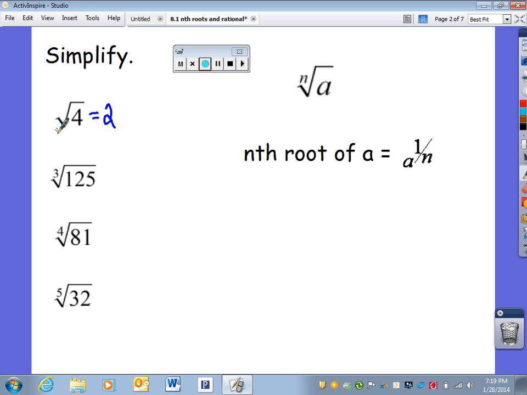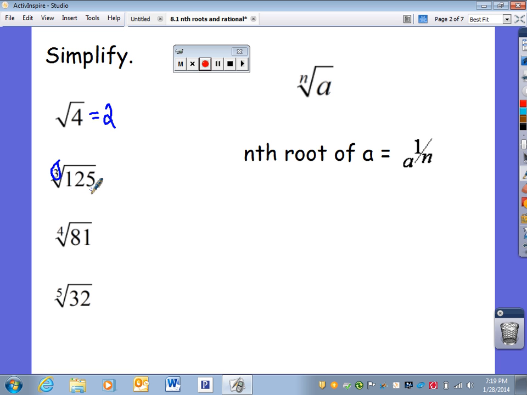Notice there is not a sign out front of the radical, so we are talking only about the principal root, which means the positive square root. When we took a look at the next one, since we have an index of 3, we know that this is a cube root, and a cube root means what number times itself 3 times is going to give us 125. Now we can find that in a couple of ways.